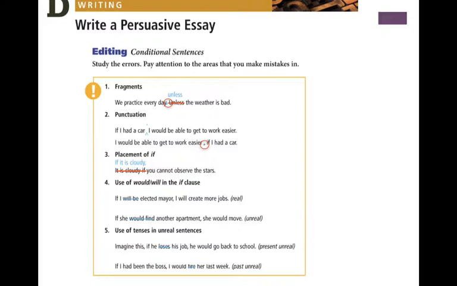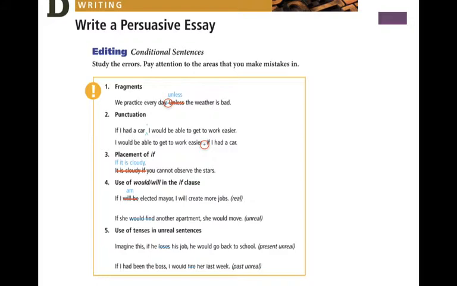Number 4, use of would or will in the if clause. If I will be elected mayor, I will create more jobs. Now, this is a real conditional. In English, we need to use a simple present tense, not the future, in the if clause. So we say, if I am elected mayor, I will create more jobs. Will create more jobs, that's future, and that's the result. So we use future only in the result clause, but not in the if clause.